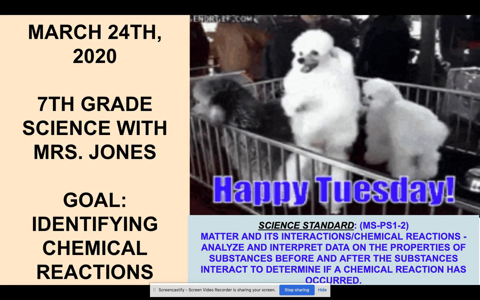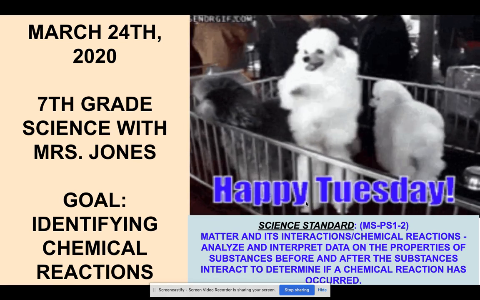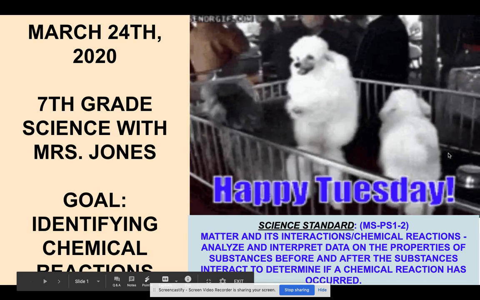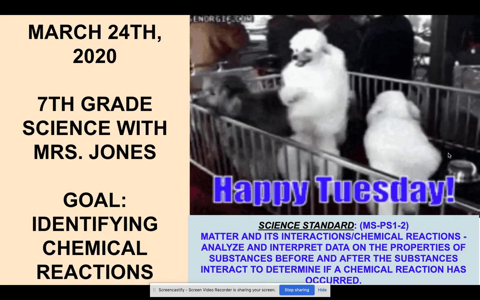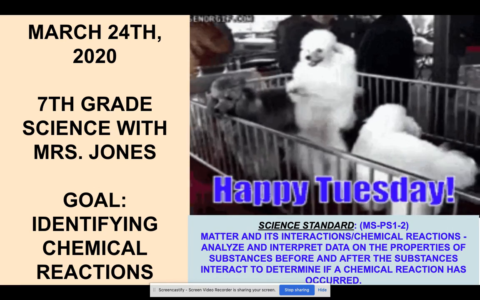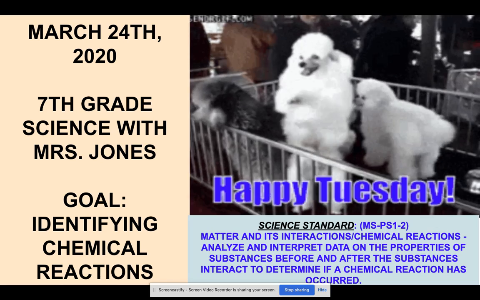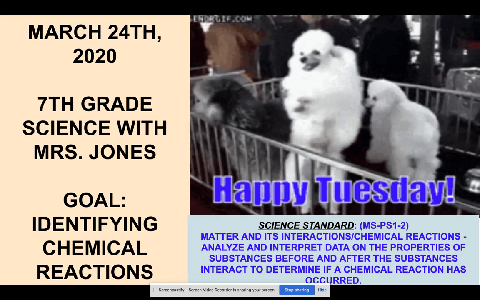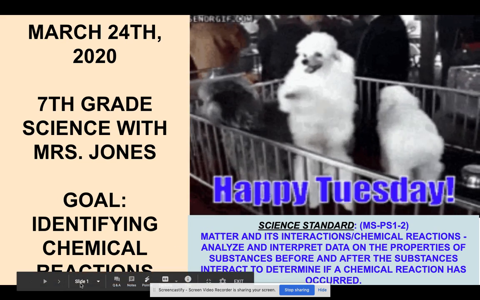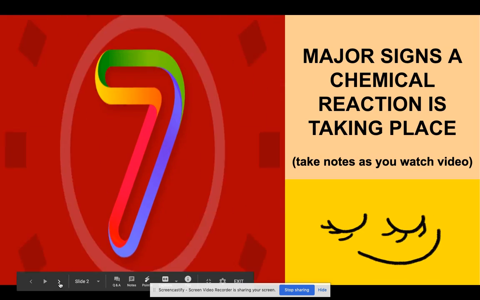So if you notice in the bottom right-hand corner, I did put the science standard in for today. It is matter and its interactions, or chemical reactions. We will analyze and interpret data on the properties of substances before and after the substances interact to determine if a chemical reaction has occurred. Let's go to our next slide.